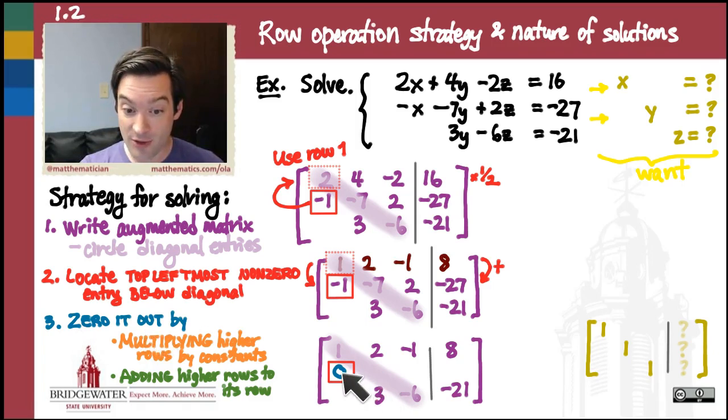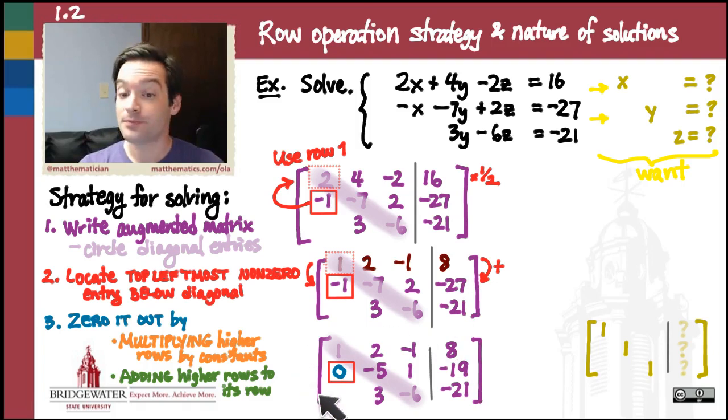So we've zeroed out the entry that we were trying to zero out. This is great. It means that we're making progress, getting closer to this goal. But of course, I can't just zero out this x without also adding together the coefficients of the y's, the z's, and the right-hand sides. So I have to add the 2 plus the -7 to get -5. -1 plus 2 is going to give me +1. 8 plus -27 gives me -19.